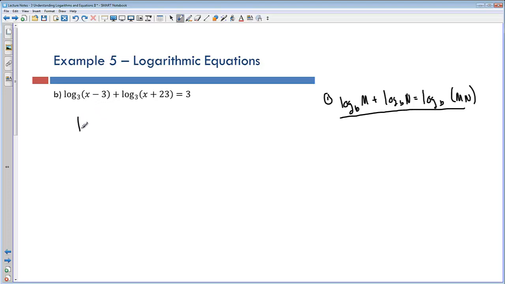So let's do it. So here I can rewrite this as log base 3 of, and I have x minus 3 times x plus 23.